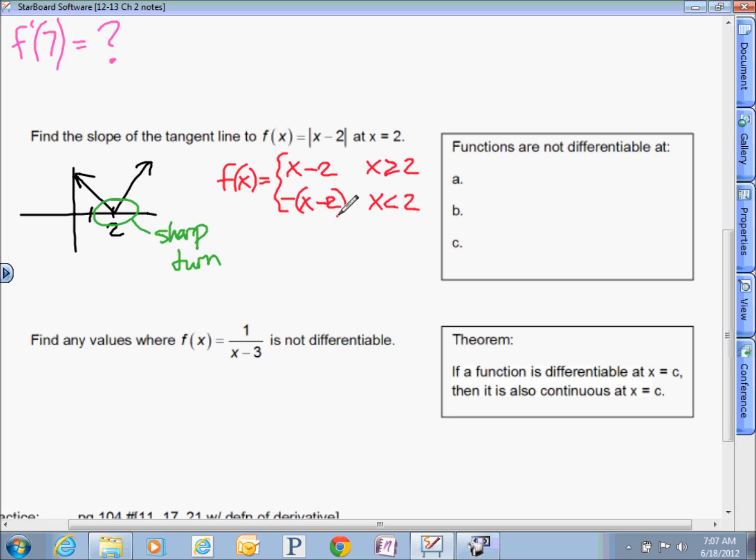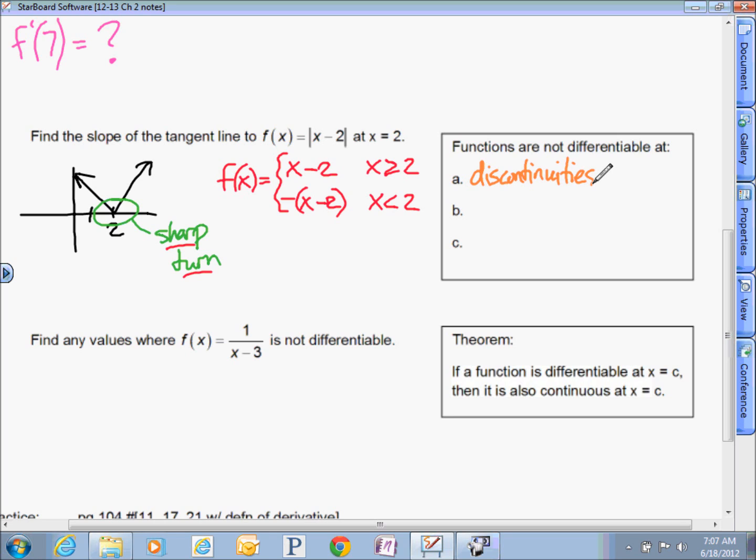And when things abruptly change like that, that's when we end up with what we're going to call a sharp turn. So functions are not differentiable there. This is what we're going to look for: differentiability. Functions are not differentiable at, first off, discontinuities. That means holes, asymptotes, jumps, and, what am I missing? I guess those would be the big ones. Any kind of break in the line, the function's not differentiable at that specific x value.